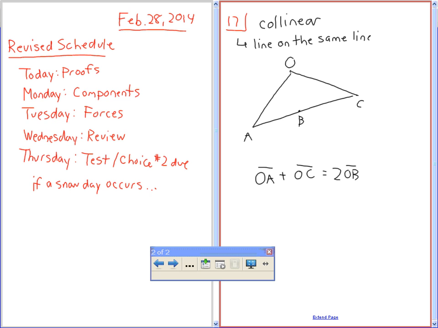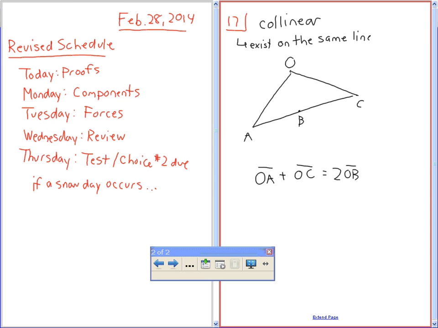What do you mean by on the same line? Collinear means they are on the same line. So basically they're on the same slope line. Let's just say they exist on the same line. Okay, they have the same slope. They have the same direction, whatever you want to call it.